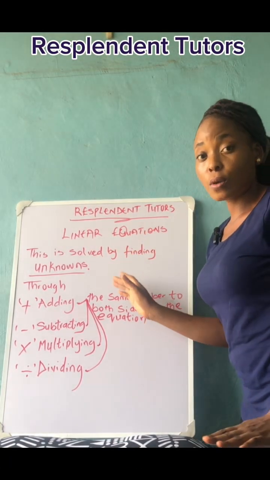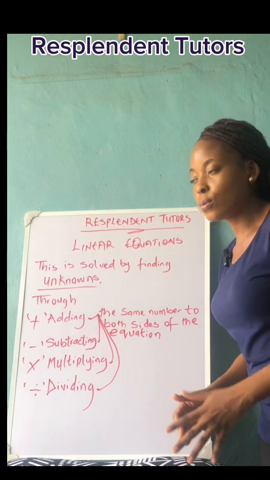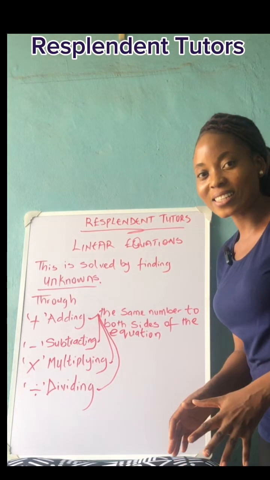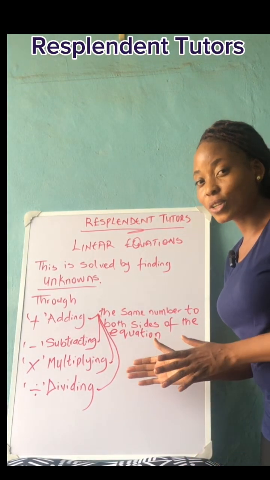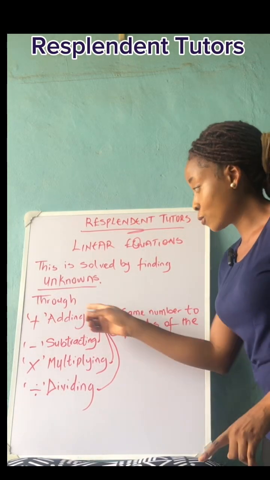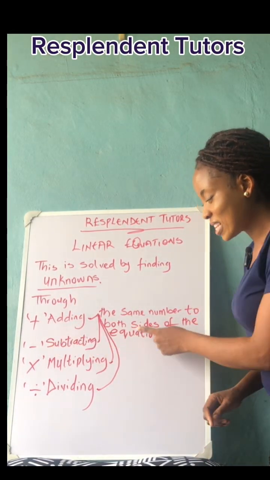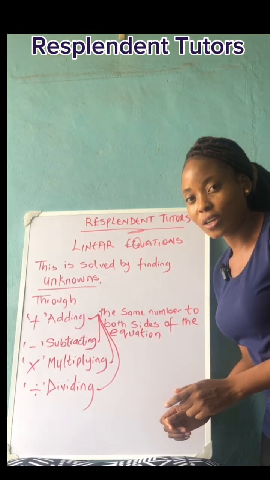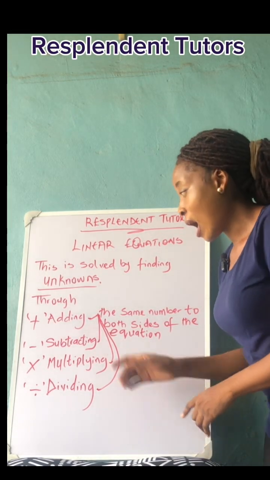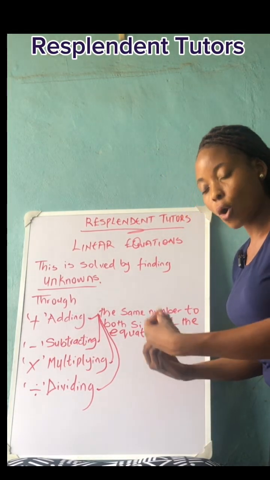So linear equation can be solved through finding the unknowns. Unknowns like x, y, and all the likes. Anytime you see an alphabet to find, linear equation is your guide. So linear equation is found through finding the unknowns, and it is found through adding the same number on both sides of the equation. So I'll show you values where you see how it's broken down, and subtracting the same numbers on both sides of an equation.